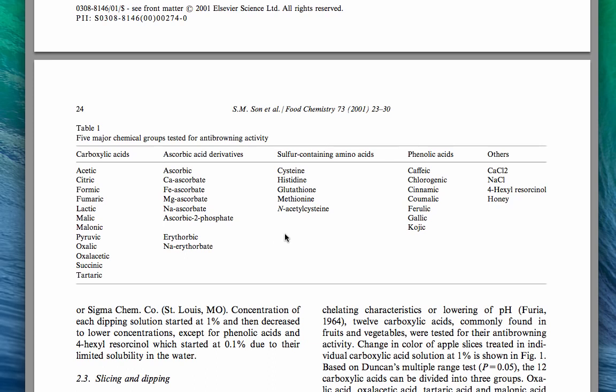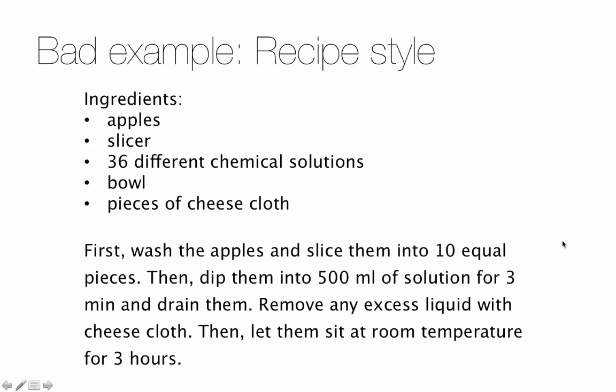So this is another thing you can do in your method: use a table or a figure, a diagram or a picture, something like that, to help make your method more clear, especially if it's difficult to explain in sentences. Okay, now let's take a look at some bad examples.